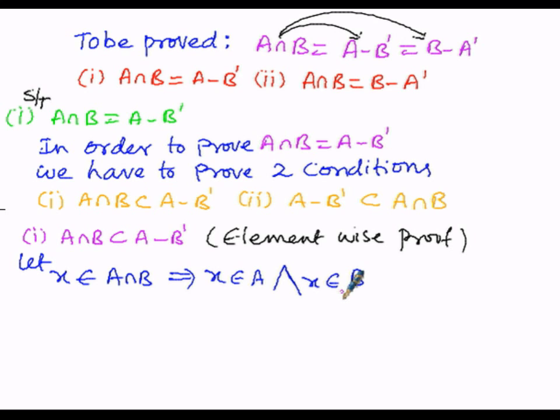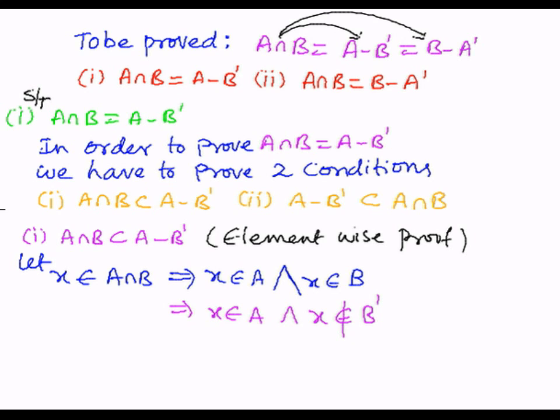Then the next logical step will be: that implies X belongs to A, and X belongs to B. When we write X does not belong, instead of belongs, then I have to write its complement, that is the complement of B. So X does not belong to the complement of B, or in other words, instead of B I have written its complement, that is X is not in B. So X does not belong to the complement of B.